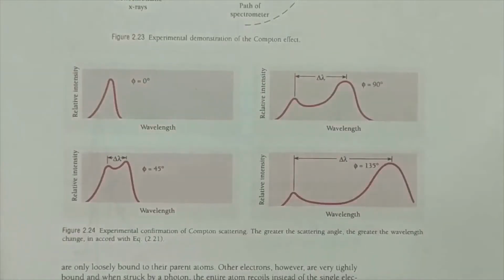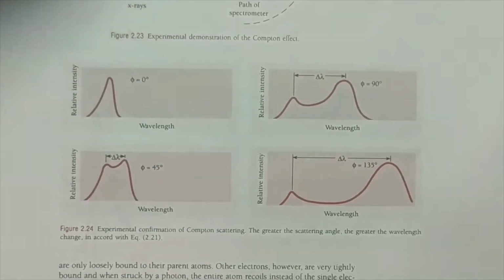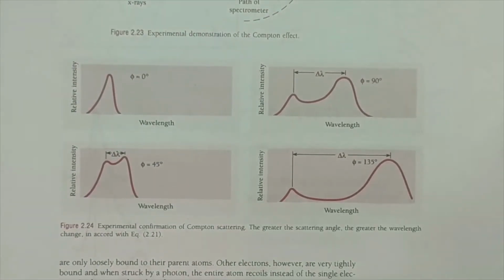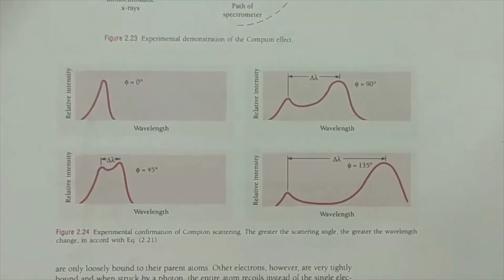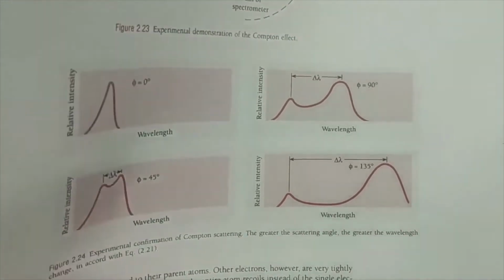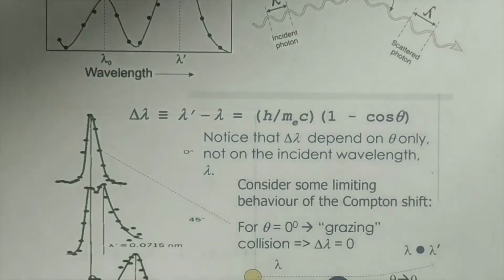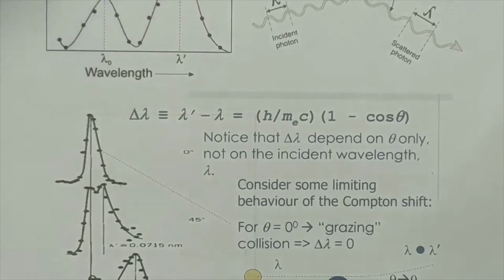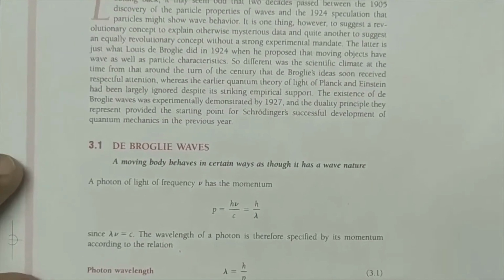So leaving this Compton scattering, we have covered the photoelectric effect and the Compton scattering, which give you the flavor about the electromagnetic radiation as the particle nature of the photon. Now today we will try to understand the de Broglie wave.